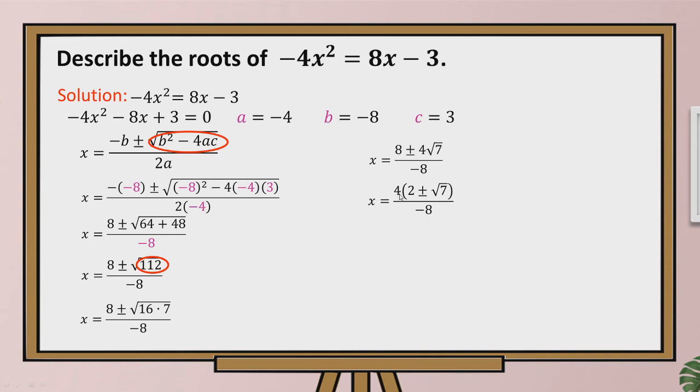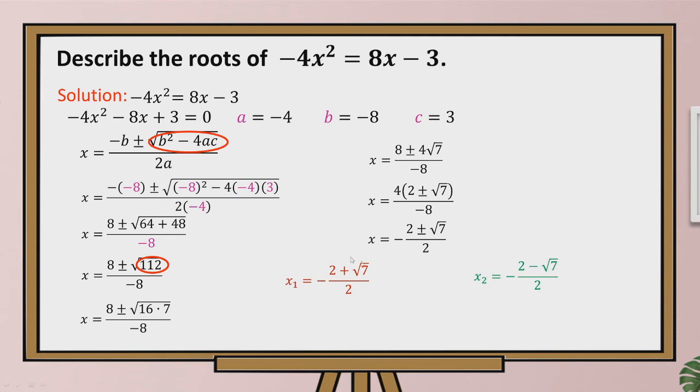Kaya naman, if we divide 4 divided by negative 8, the result will be negative 1/2 and multiplied to this expression inside the parenthesis. Therefore, the resulting equation is negative 2 plus or minus square root of 7 all over 2. Ibig sabihin, we have two values here. Una, yung negative value of 2 plus square root of 7 all over 2 at yung pangalawa ay ang negative value ng 2 minus square root of 7 all over 2.